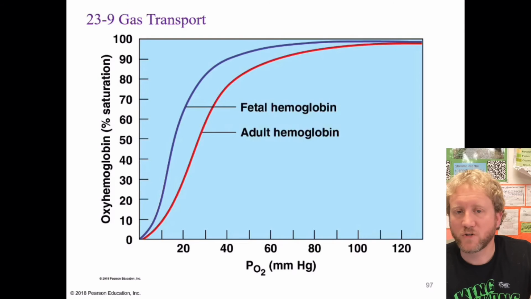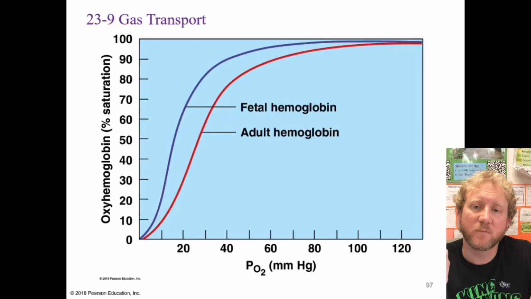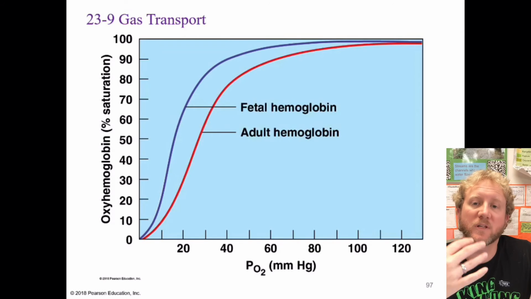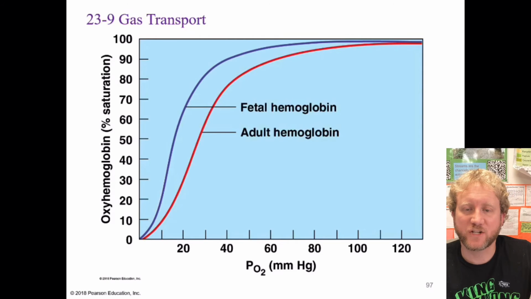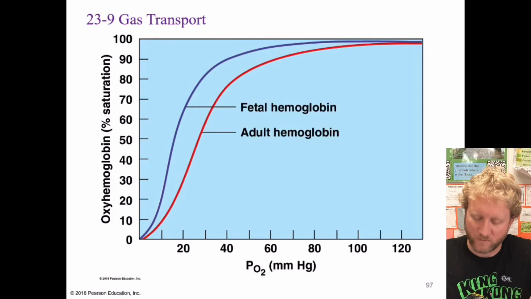from mama's blood by way of the placenta and deliver all that oxygen to the blood. So at much lower partial pressures, it becomes completely saturated than in adult hemoglobin.